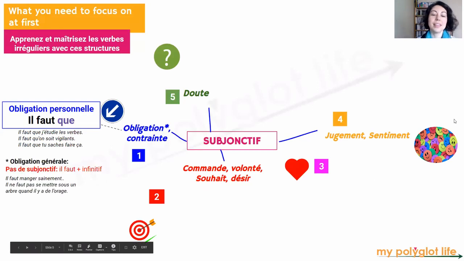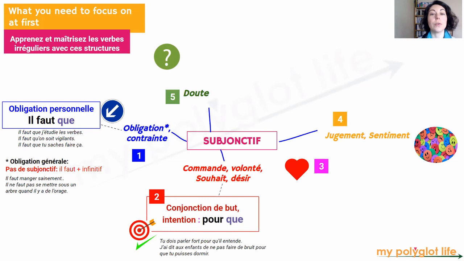personal obligation, affirmative. All right, so the second very common situation is to express the goal or intention to do something. And we use pour que. In order to do this, pour faire ça, pour que ça arrive. And this is followed by the subjonctif. Tu dois parler fort pour qu'ils t'entendent. J'ai dit aux enfants de ne pas faire de bruit pour que tu puisses dormir. So entendent is subjonctif, puisses is subjonctif. And that's very common. Every time we need to do something in order to, we use pour que. So remember that one.